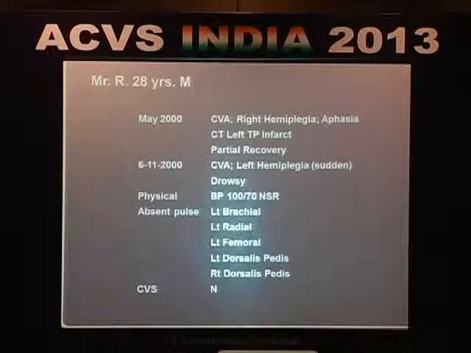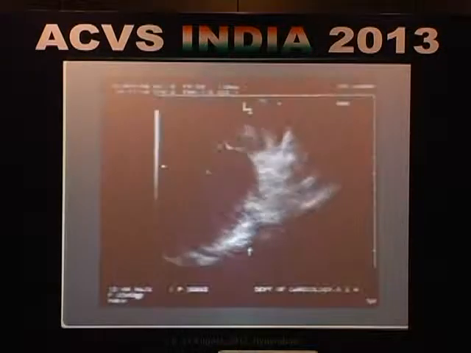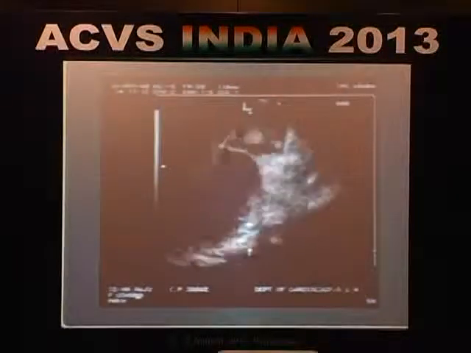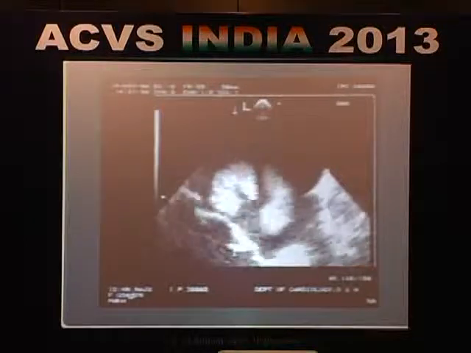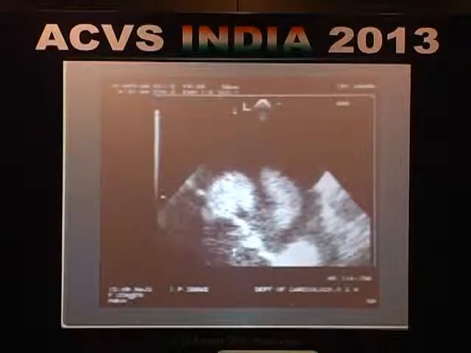So another example of a 28 years male, he came to us with multiple hemiplegias, multiple TIAs, and his vitals are okay. He had no pulses in the left brachial, left radial, left femoral, left dorsalis pedis or the right dorsalis pedis. Cardiovascular clinical examination did not show anything. Then transthoracic echo, the physician thought that there was some mass which was not well defined, so he asked us to repeat. So when we repeated, we found that there were masses in the left atrium which were mobile.